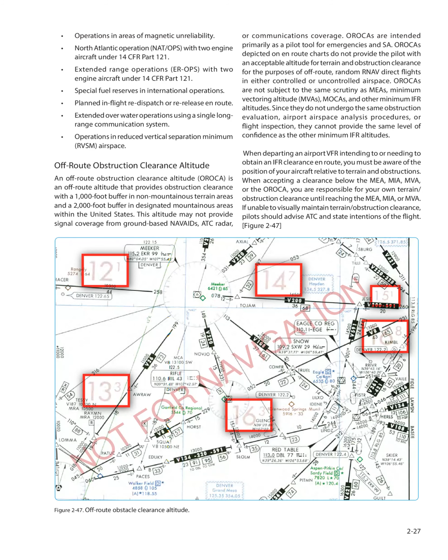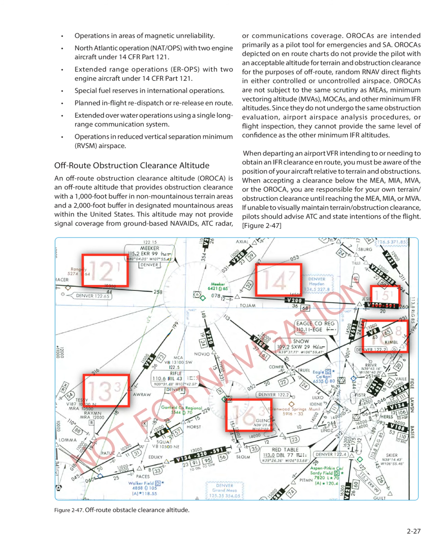North Atlantic operation, NAT/OPS, with 2-engine aircraft under 14 CFR Part 121. Extended Range Operations, ER/OPS, with 2-engine aircraft under 14 CFR Part 121. Special Fuel Reserves in international operations. Planned in-flight redispatch or re-release en route. Extended over-water operations using a single long-range communication system. Operations in Reduced Vertical Separation Minimum, RVSM, airspace.